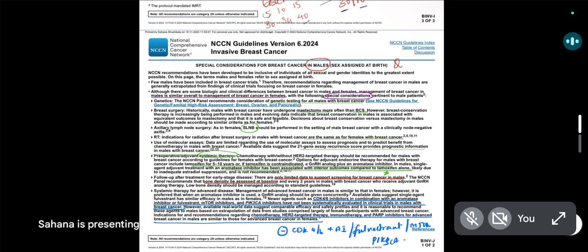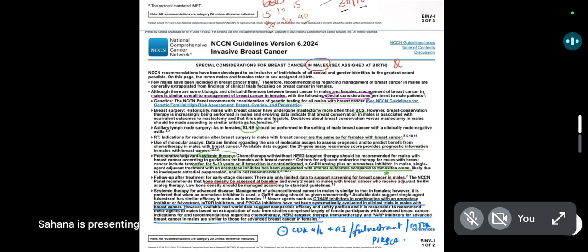Then follow up after treatment for early stage, there is limited data. Okay, here for screening there is limited data, so we really don't subject them to screening. Then here, before starting your adjuvant endocrine therapy, you have to have a baseline bone density and assess it every 2 years.